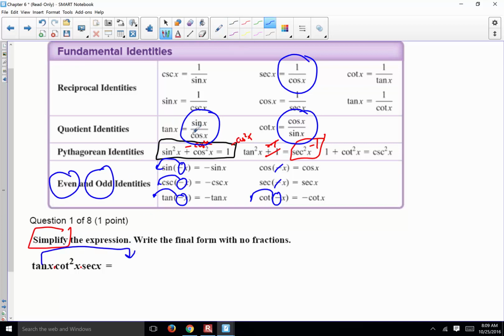So why don't we change tangent first? Tangent becomes, what is tangent? Sine x over cos x, right? Secondly, cotangent squared, which is, what is cotangent? Cosine over sine. And lastly, secant. I'm missing something and nobody is aware. Yeah. This cotangent was squared, so you need to create squares around this.